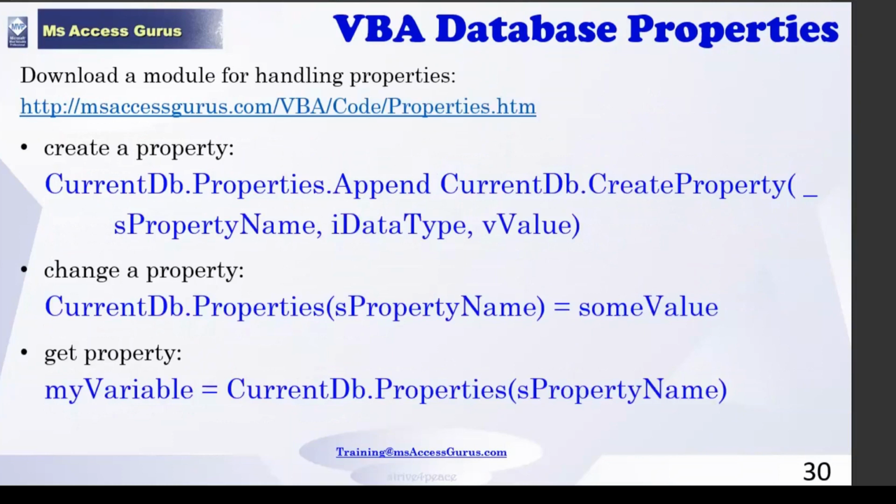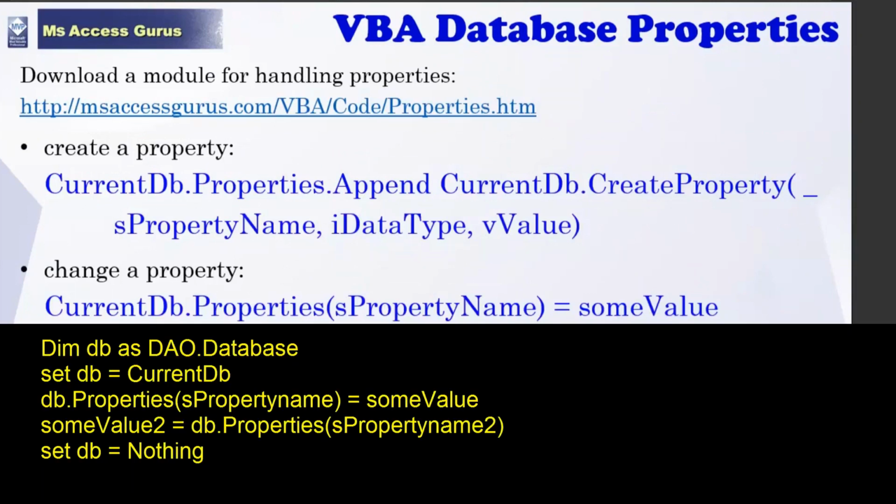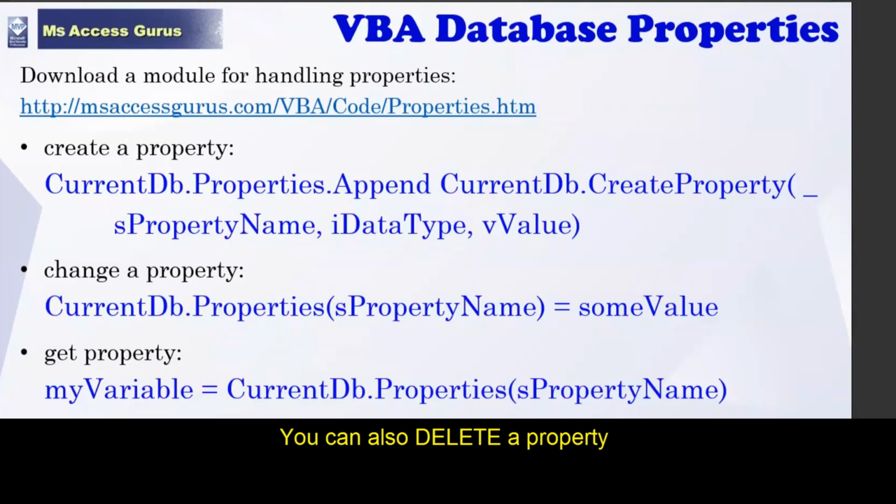Basically, you can create a property like this, CurrentDb, although it is better to make an object variable called db and use db and then set db to nothing when you're done, because using CurrentDb a lot can really make you get extra connections that you don't need. You can set it, you can change it, you can get it.